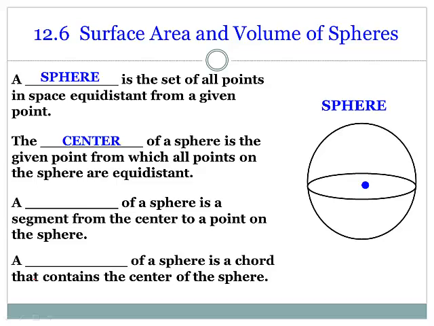So if you imagine a sphere or a ball or like a basketball, the center would be inside of the basketball at the very middle. So it's something that we can't necessarily see. But what we can see is the radius.